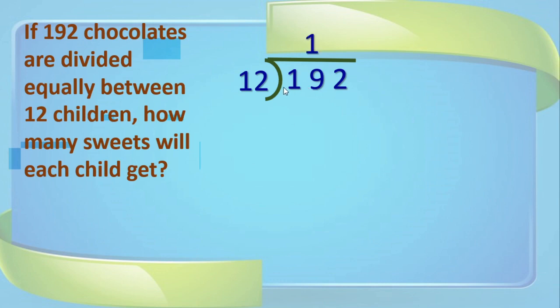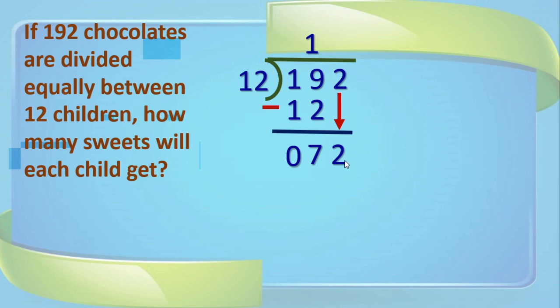12 ones are 12 we can do, right? Now I have written this on the tens place, see here. Okay, 12 ones are 12. Now what remained? 7, correct? 19 minus 12 is equal to 7. Now we will take this 2 down. Same procedure we have to follow.